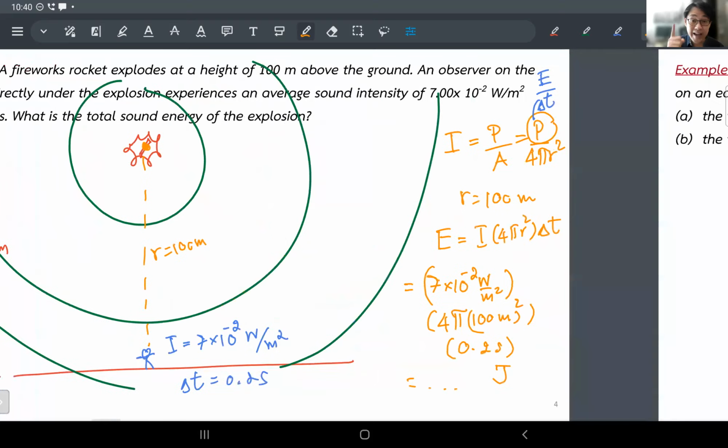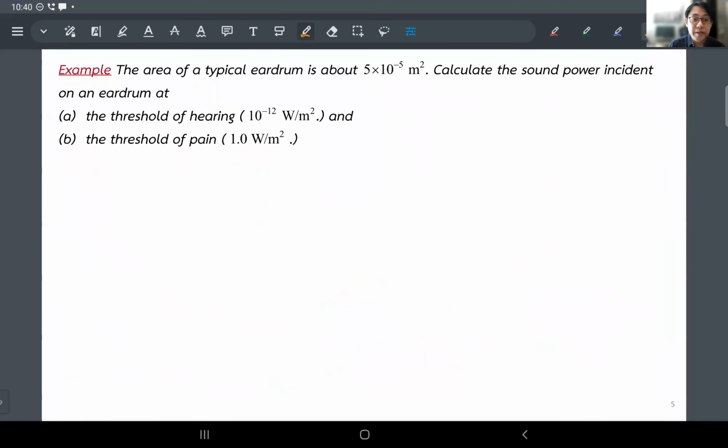Try again. The area of a typical eardrum, which you can imagine is your own eardrum, is about 5 times 10 to the negative 5 square meters. Calculate the sound power incident on an eardrum at the threshold of hearing. Now I'm introducing some numbers. It turns out that humans start hearing things at about, on average, 10 to the negative 12 watts per square meter. That's sort of the average for the whole population of the earth. So what will be the power on the eardrum?